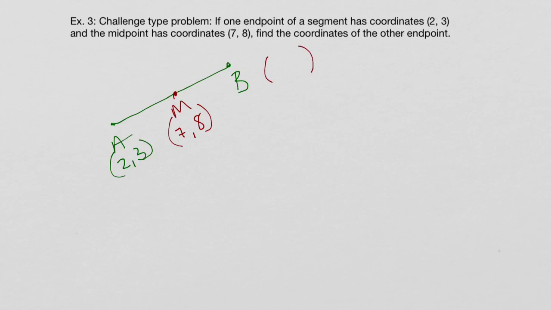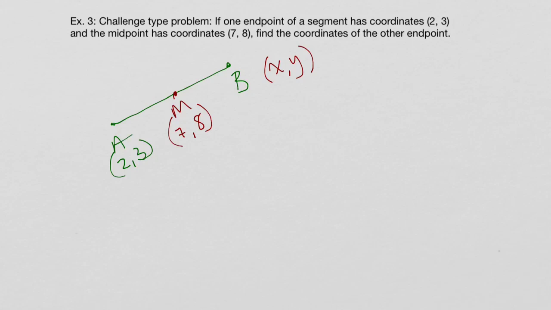Okay, here's a challenge type problem. If one endpoint of a segment has coordinates (2, 3), and the midpoint has coordinates (7, 8), find the coordinates of the other endpoint of the segment. I'm not going to draw it to scale. I'm just going to draw a point. We'll call A and B the endpoints, and we'll say that A has the coordinates (2, 3). Then there's a midpoint, call it M, and the midpoint's coordinates are (7, 8). What we're looking for are the coordinates of B. B is something, comma, something. You can call it (x, y) if you want.